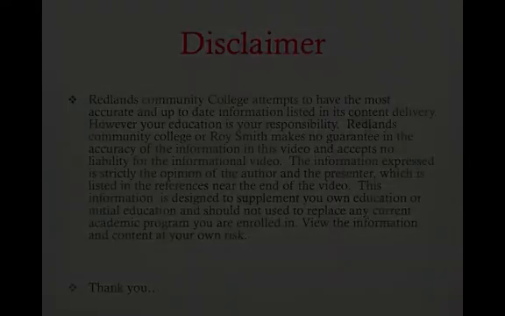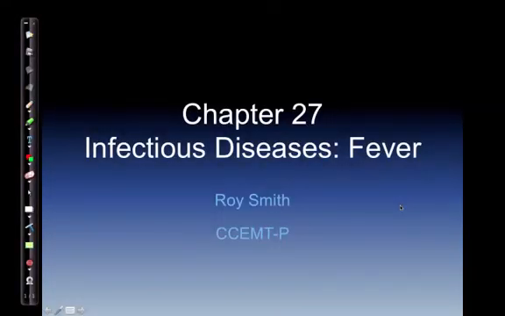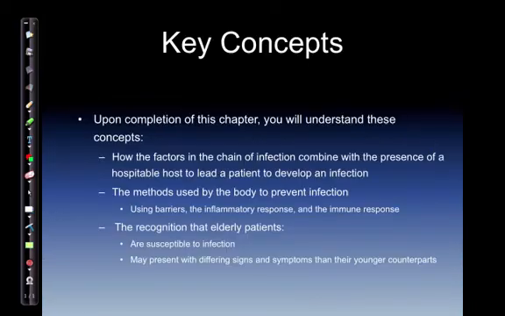Thank you. This is going to be Chapter 27, Infectious Diseases, Fever. Key concepts. Upon completion of this chapter, you will understand how the factors in the chain of infection combine with the presence of a hospitable host to lead a patient to develop an infection. The methods used by the body to prevent infection, including barriers, inflammatory response, and immune response. The recognition that elderly patients are susceptible to infection and may present with differing signs and symptoms than their younger counterparts.